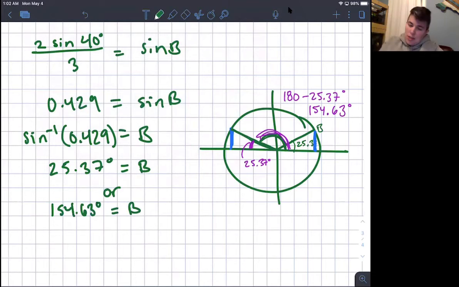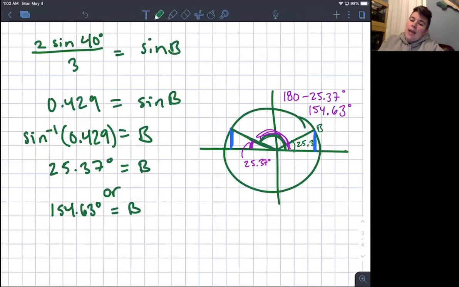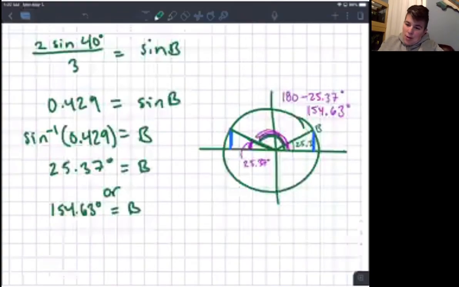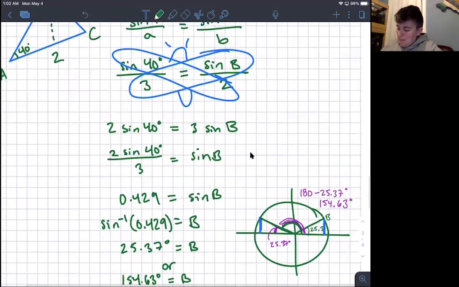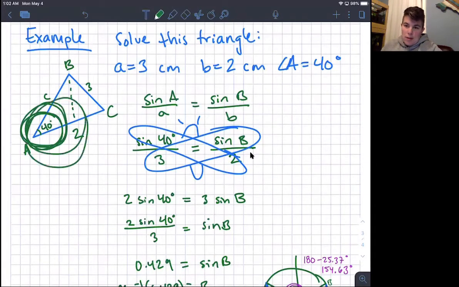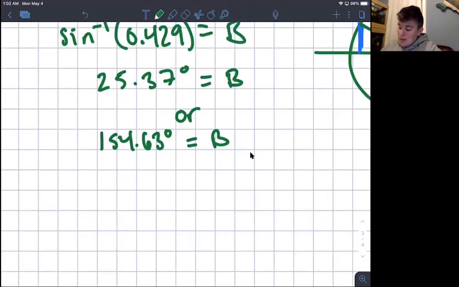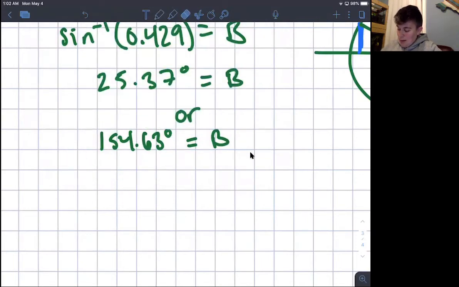Okay, so let's think about this for just a scotch. If my angle B was 154.63 degrees, look at my angle A. My angle A is 40 degrees. Y'all, that means that it is impossible for B to be 154 degrees. Can you tell me why?